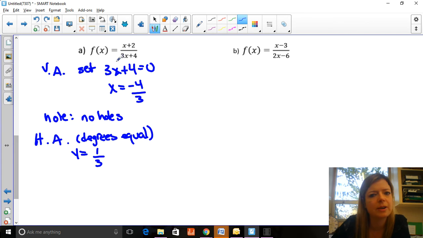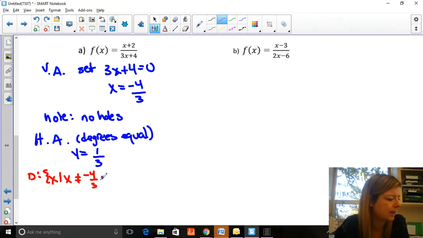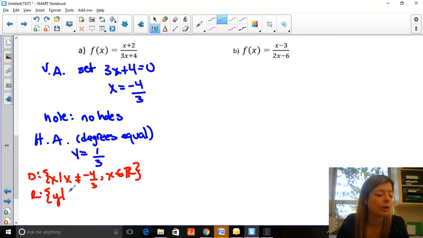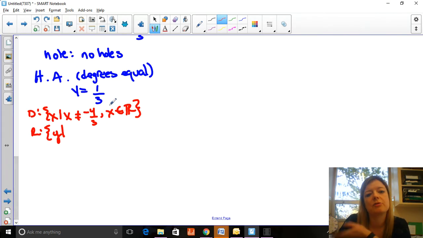Okay, so the question also asks me to come up with the domain and range. So the domain then is just all values of x such that x cannot equal -4/3, but it can be any other real number. And the range is y such that, now, can y equal 1/3 or can it not? That's what we don't know. When you have a vertical asymptote, you can always assume that this is the domain, but I can't necessarily assume that y cannot equal 1/3.